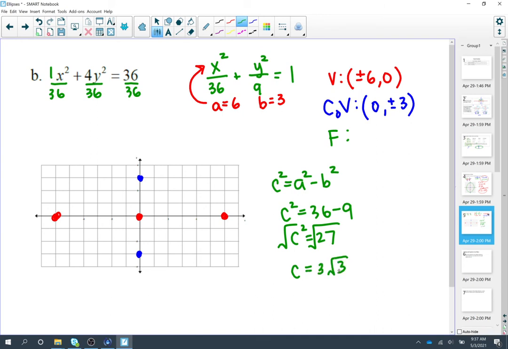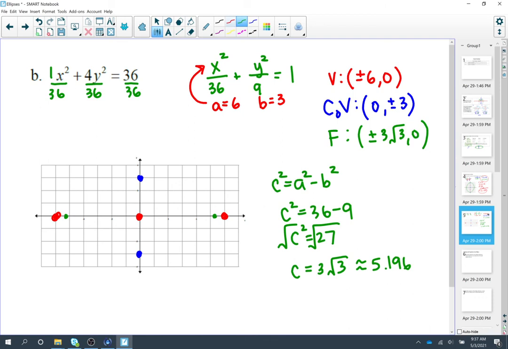Now again, when we list the foci, we're going to use 3 root 3, but for the sake of getting them on the graph, that's roughly 5.196. So on your major axis, we're going to go out 5.1-ish, 5.2-ish in both directions. So those are our foci. And then when we list those, they are going to be at plus or minus 3 root 3, comma 0.